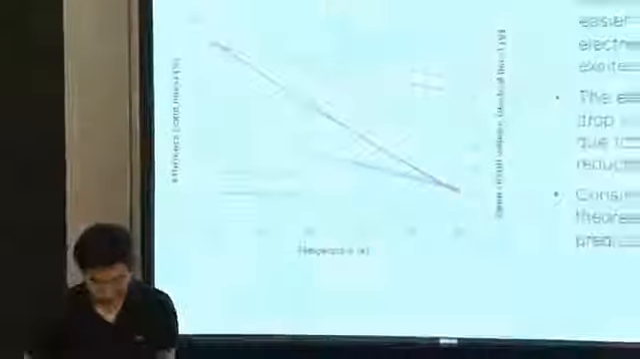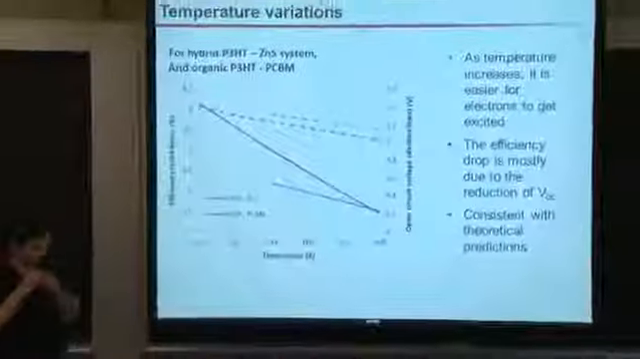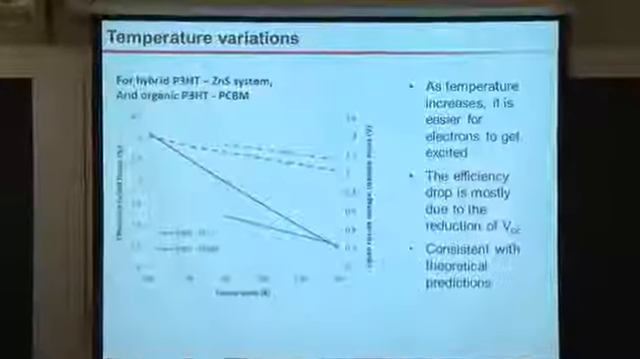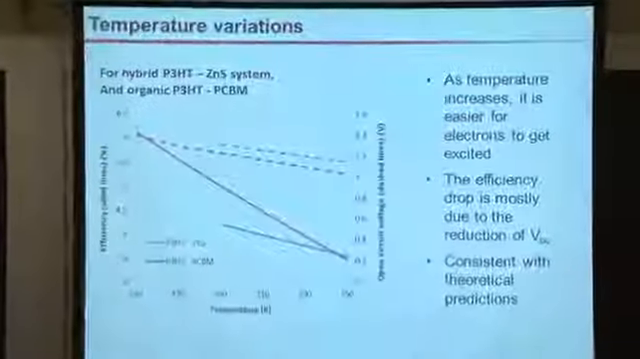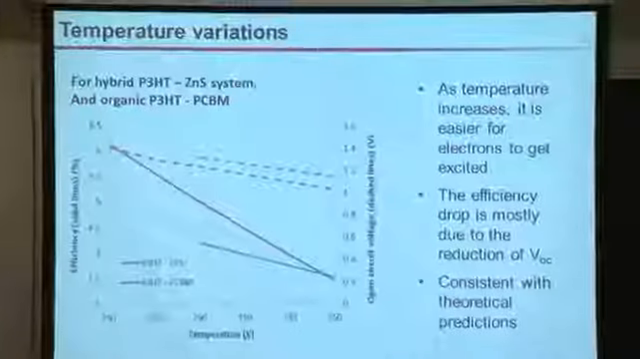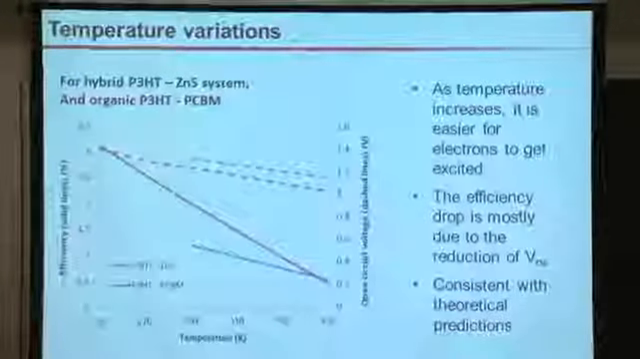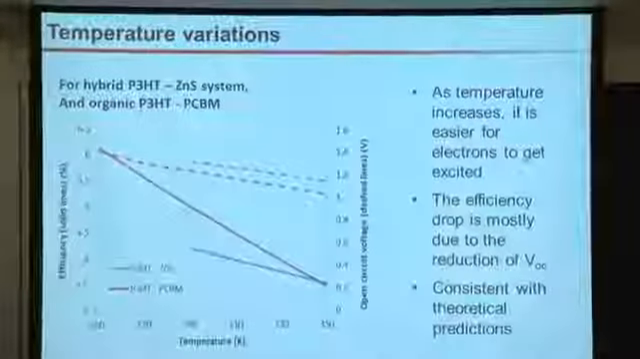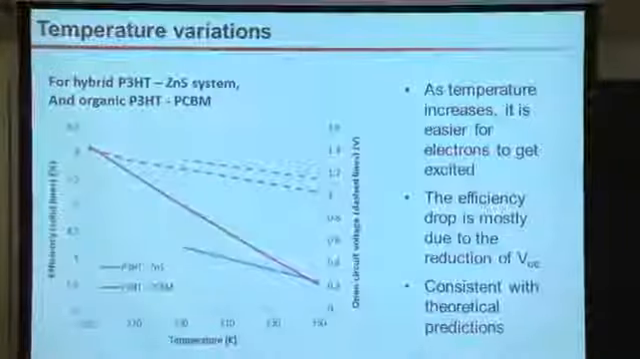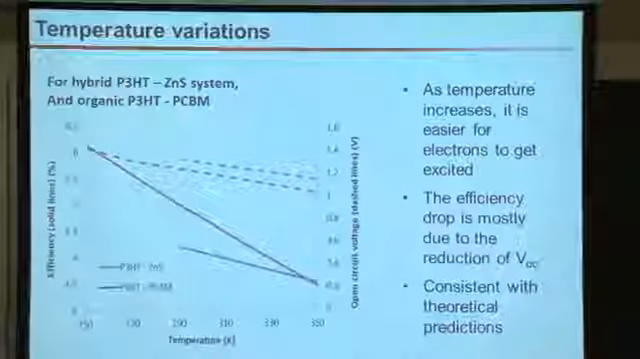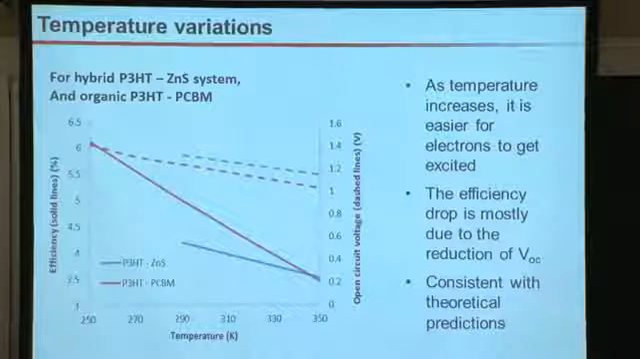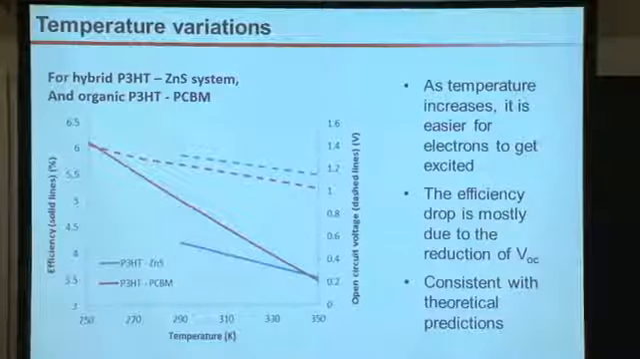This is where the detailed study comes. The first thing we have looked at is the temperature effect. Only a representative figure is shown here. As you learned in the class, if we increase the temperature from 250 to 350, the efficiency and the open circuit voltage are decreasing. This is kind of expected.